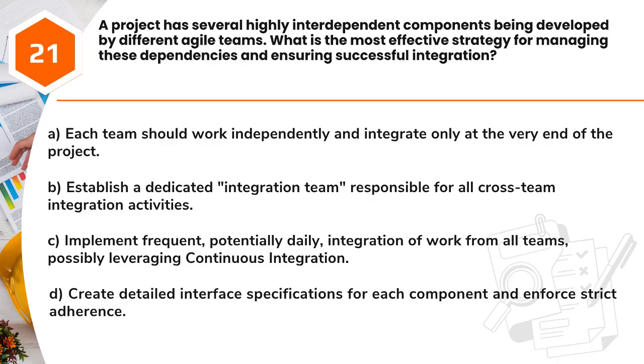Question 21. A project has several highly interdependent components being developed by different Agile teams. What is the most effective strategy for managing these dependencies and ensuring successful integration? A. Each team should work independently and integrate only at the very end of the project. B. Establish a dedicated integration team responsible for all cross-team integration activities. C. Implement frequent, potentially daily, integration of work from all teams, possibly leveraging continuous integration. D. Create detailed interface specifications for each component and enforce strict adherence.